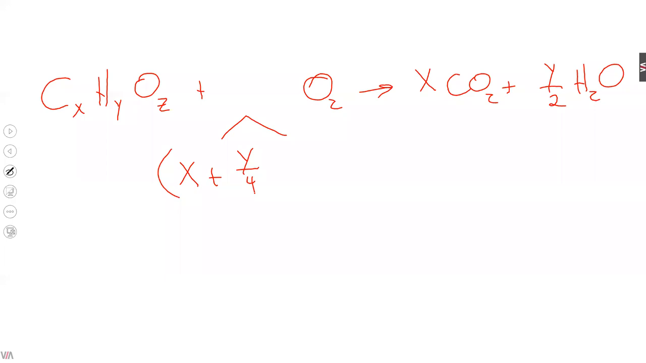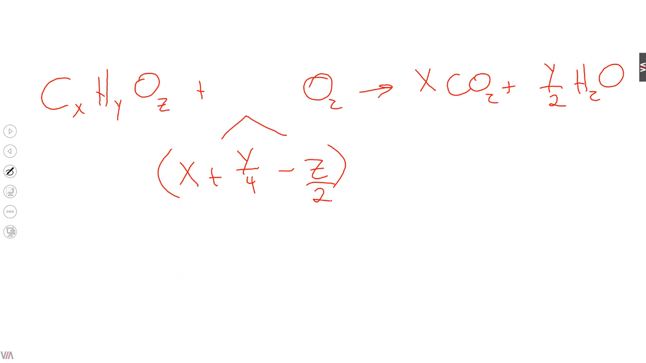Minus Z. Good. Because we might have some oxygens in there already, however many oxygens we already have there. Is it just minus Z, or do we need another over 2 or over 4? Because we're talking oxygen molecules for balancing, not oxygen atoms.